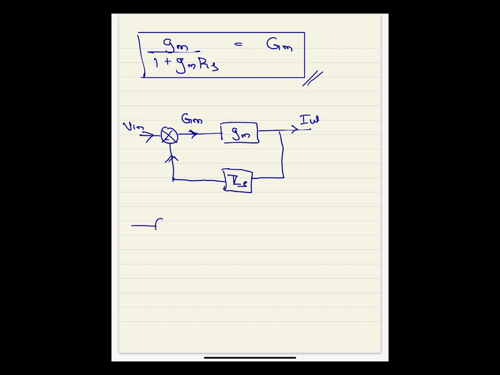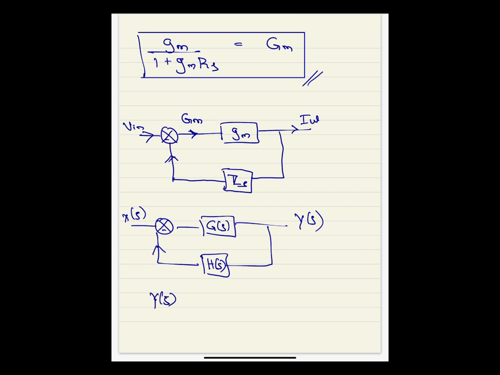we want to compare this with the standard control system block diagram. H of S in negative feedback, with some X of S and Y of S. At the end you want to find Y of S divided by X of S, and you can go through control system theory, and that would be, if you remember, G of S divided by 1 plus G of S into H of S. If you compare these two, we end up with the same thing.